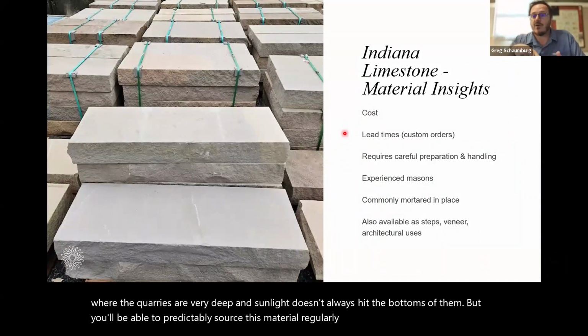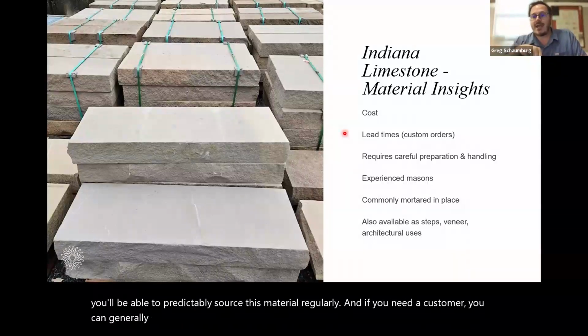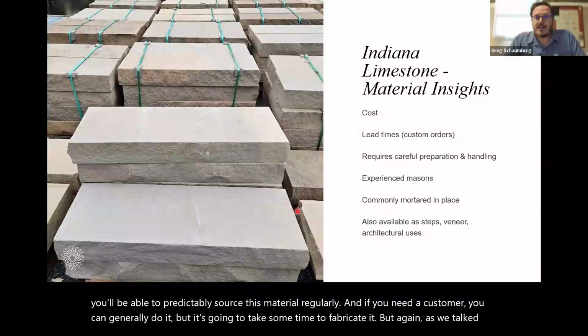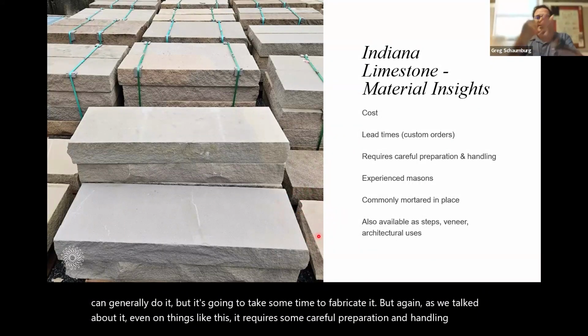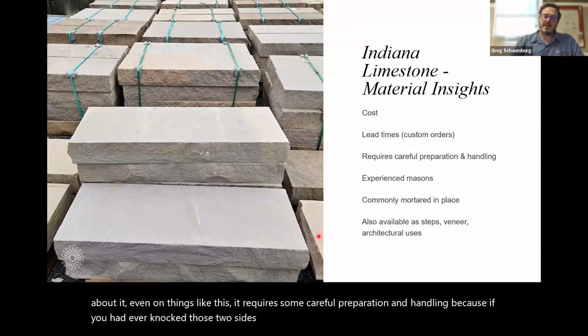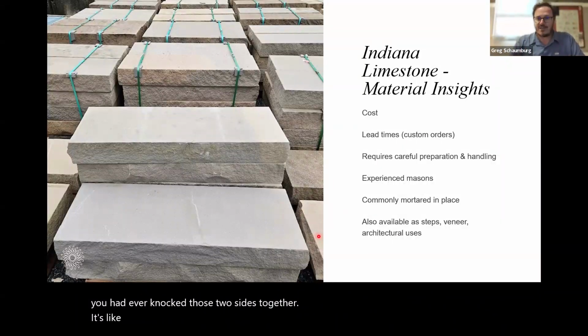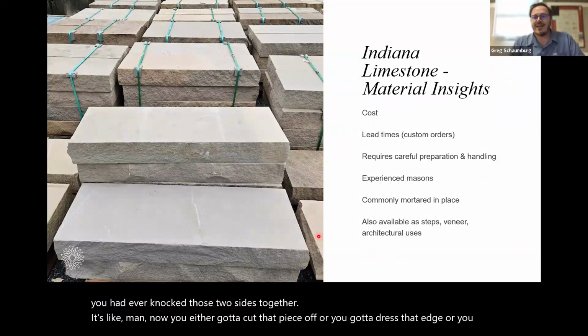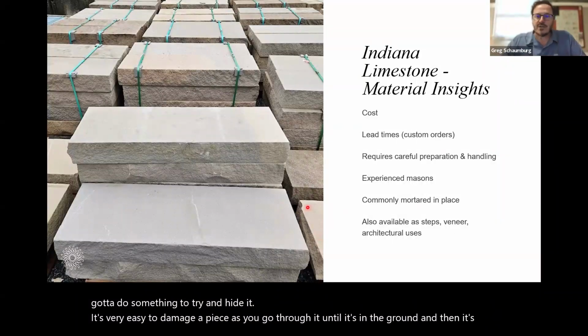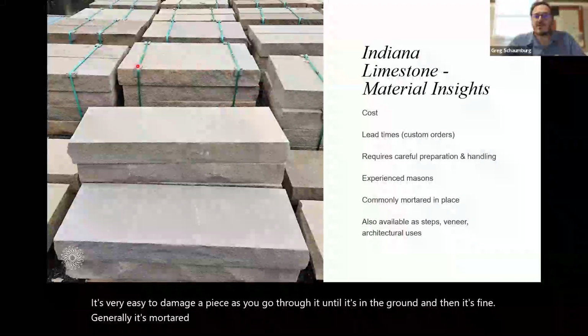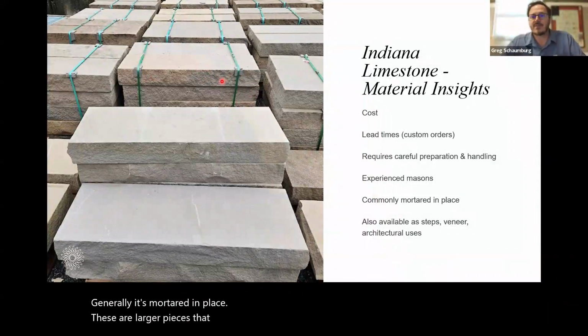And if you need a custom order, you can generally do it, but it's going to take some time to fabricate it. But again, as we talked about, even on things like this, it requires some careful preparation and handling, because if you were to ever knock those two sides together, it's like, oh man, now you either got to cut that piece off, or you got to dress that edge, or you got to do something to try and hide it. It's very easy to damage a piece as you go through it until it's in the ground, and then it's fine. Generally, it's mortared in place. These are larger pieces that are going to be used as slab steps.